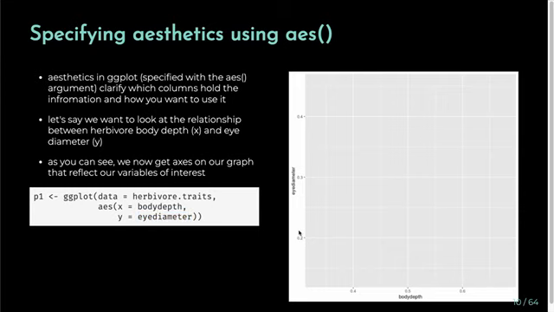And as you can see on the right in the plot now, we have an X-axis that's called body depth and a Y-axis that's called eye diameter. They're both to the scales that the data actually occupies, but there's no data in here yet. And the reason for that is that we haven't specified the geometry yet. So far we've only told ggplot where to find the axes that we want in this plot.